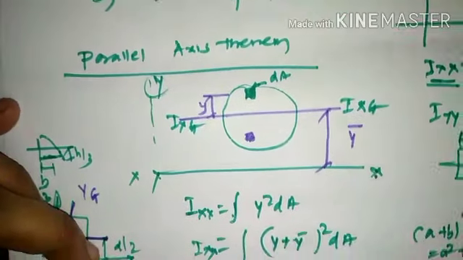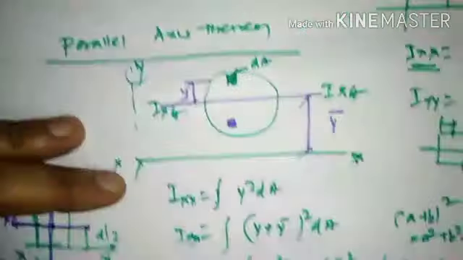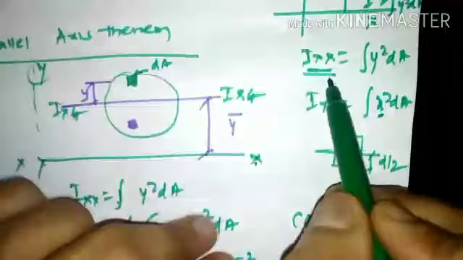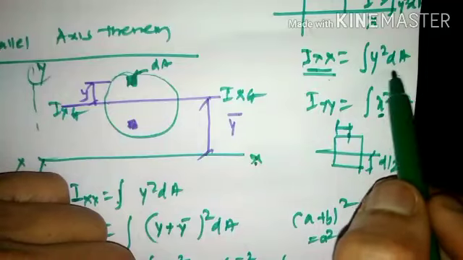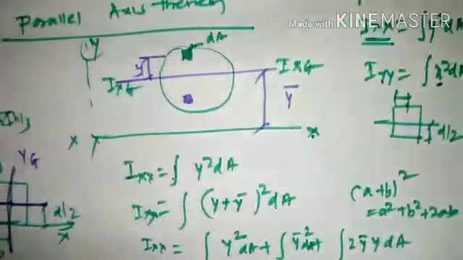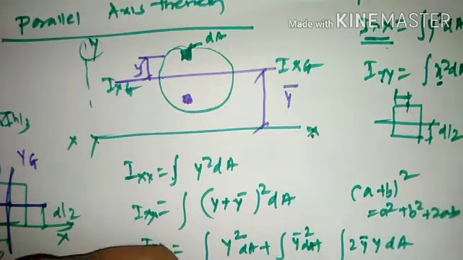Likewise, we need to have a relationship for the perpendicular axis theorem. Please do remember, Ixx is equal to integration y square dA, and Iyy is equal to integration x square dA. Now we need to have the solution for the perpendicular axis theorem.